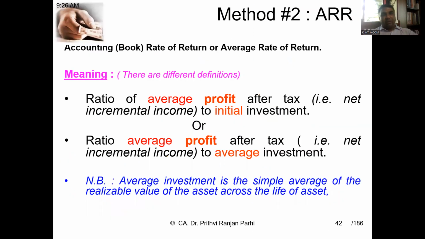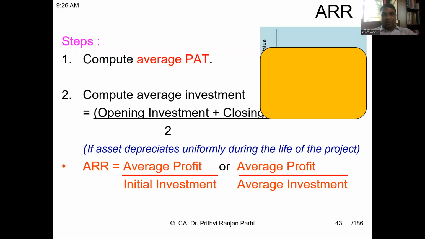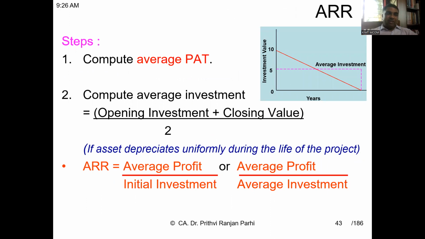Now, one more method is ARR, that is the accounting rate of return method. In this method, we calculate the average profit to initial investment, or average profit to average investment. The first step is that we compute the profit after tax. Then compute the opening investment and the closing investment, and find out the average investment. Then calculate ARR, average profit by investment.